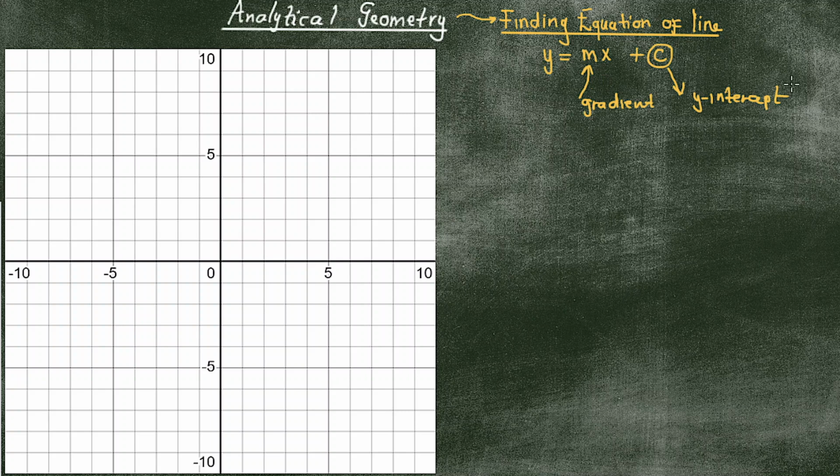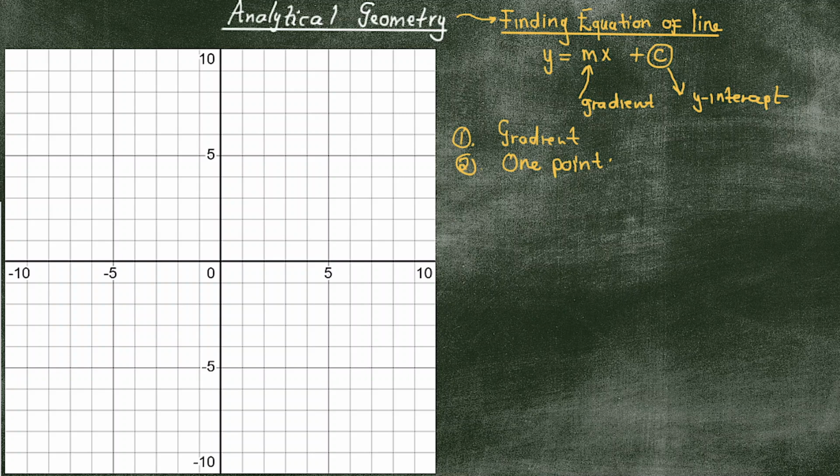Let me say this. If ever you want to find the equation of a straight line, there are 2 requirements. The first requirement is that you find a gradient. You need the gradient in order to find the equation of a straight line. Number 2, you need 1 point.